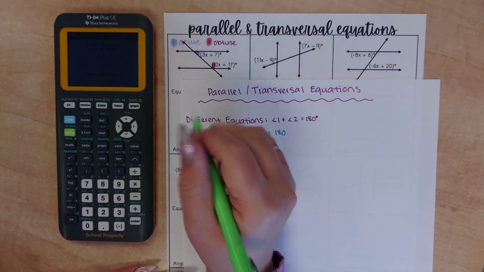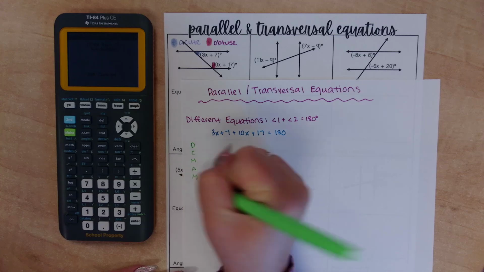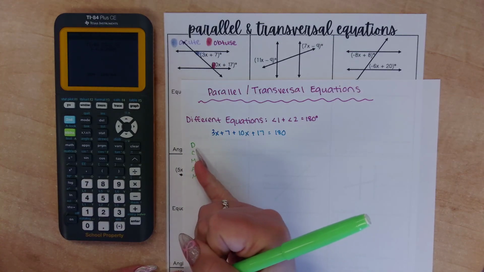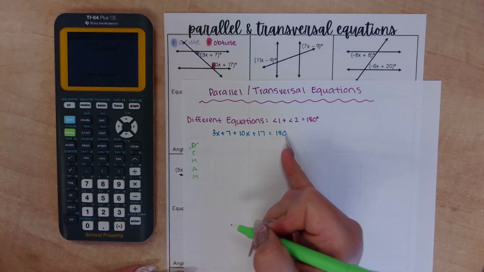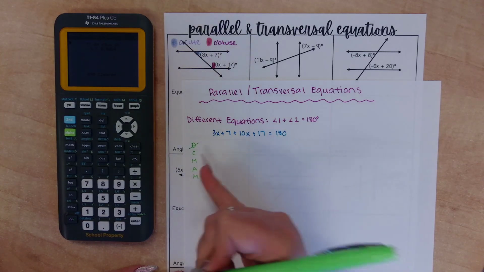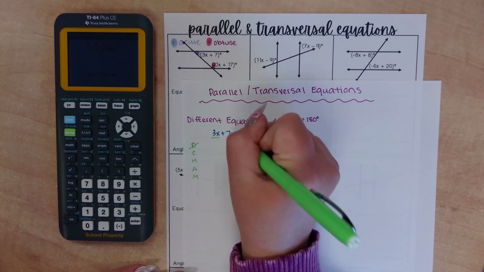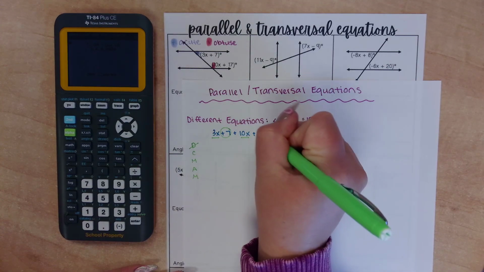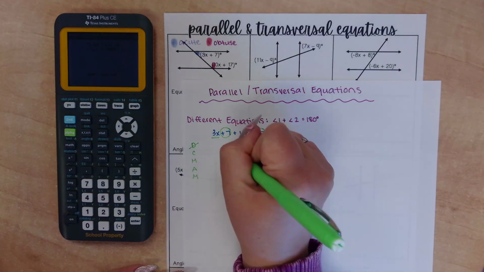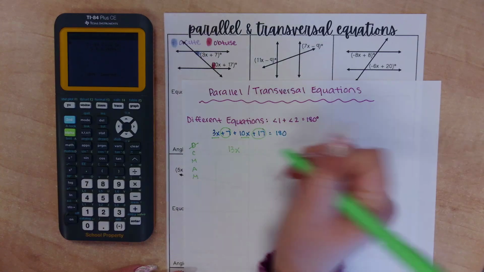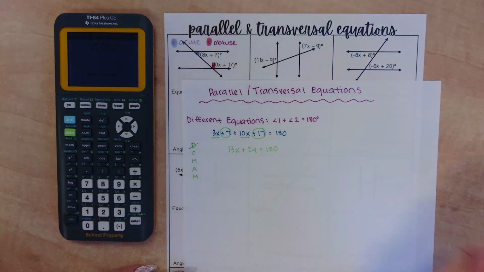Remember the strategy we use for that is don't call me after midnight, where D stands for distribute. Well, there is no distribution because I have no parentheses being multiplied by anything. C is combine like terms, which I have. I have a 3x and a 10x, and then a positive 7 and a positive 17. They have to be on the same side, and they are, so it's going to create 13x plus 24 equals 180 degrees.